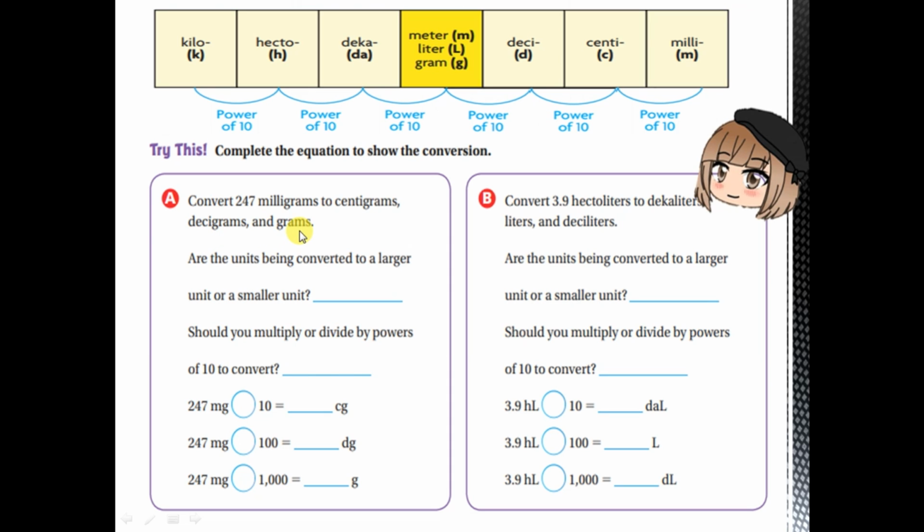So first, where is the milligram in the table? It's there. And where is the centigram? I have to move it to centigram. Is it placed to the right or to the left? To the left. This means I will go from the smaller unit to a bigger unit. The decigram is also to the left. And finally gram to the left. So this means I move from smaller number to greater number.